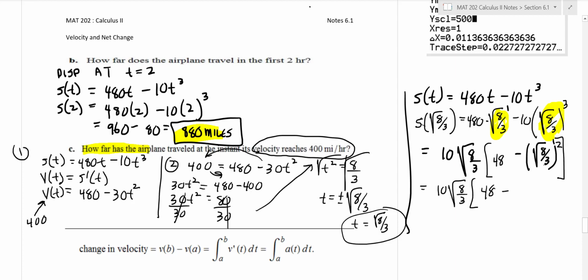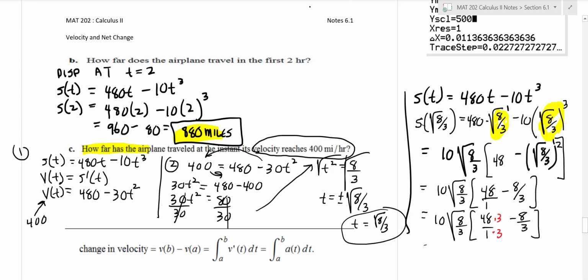What happens when I square a radical? The radical comes off, so I'm down to that point right there then. Okay, so I'm going to put that over 1. I'm going to get a common denominator, so I'll have 10 times root 8/3 times 48 over 1. I got a common denominator of 3, so I need to multiply this by 3 over 3.